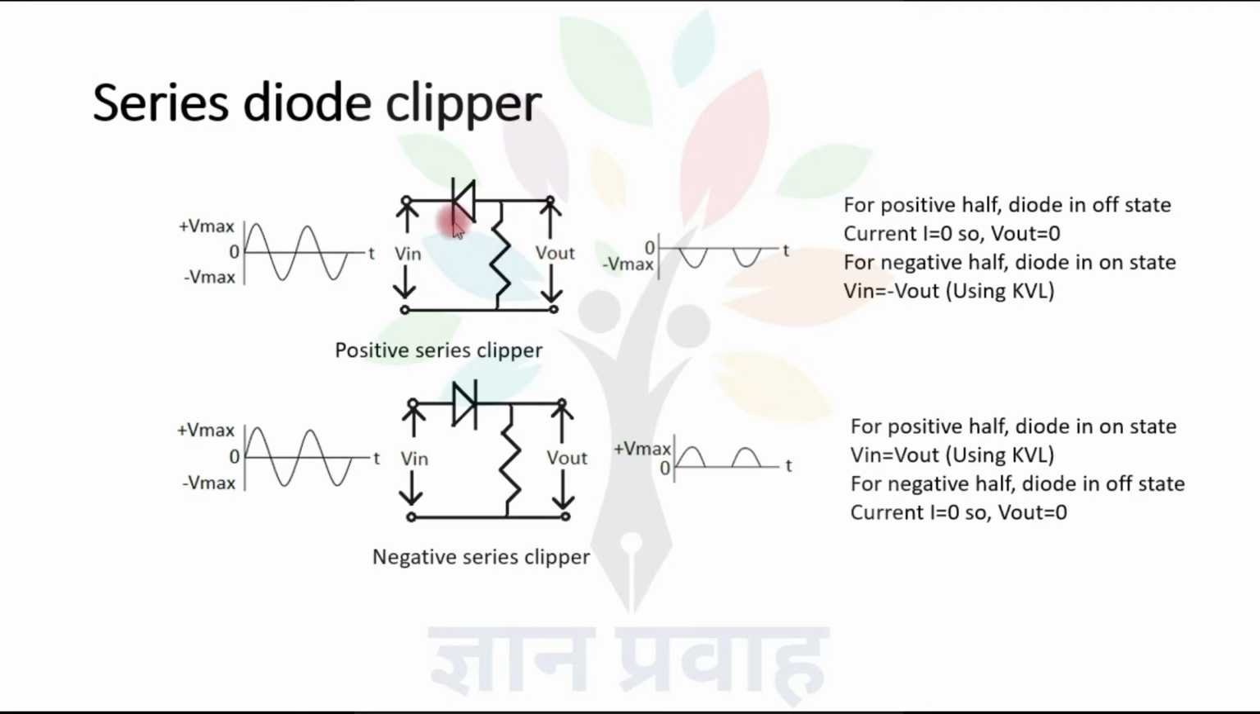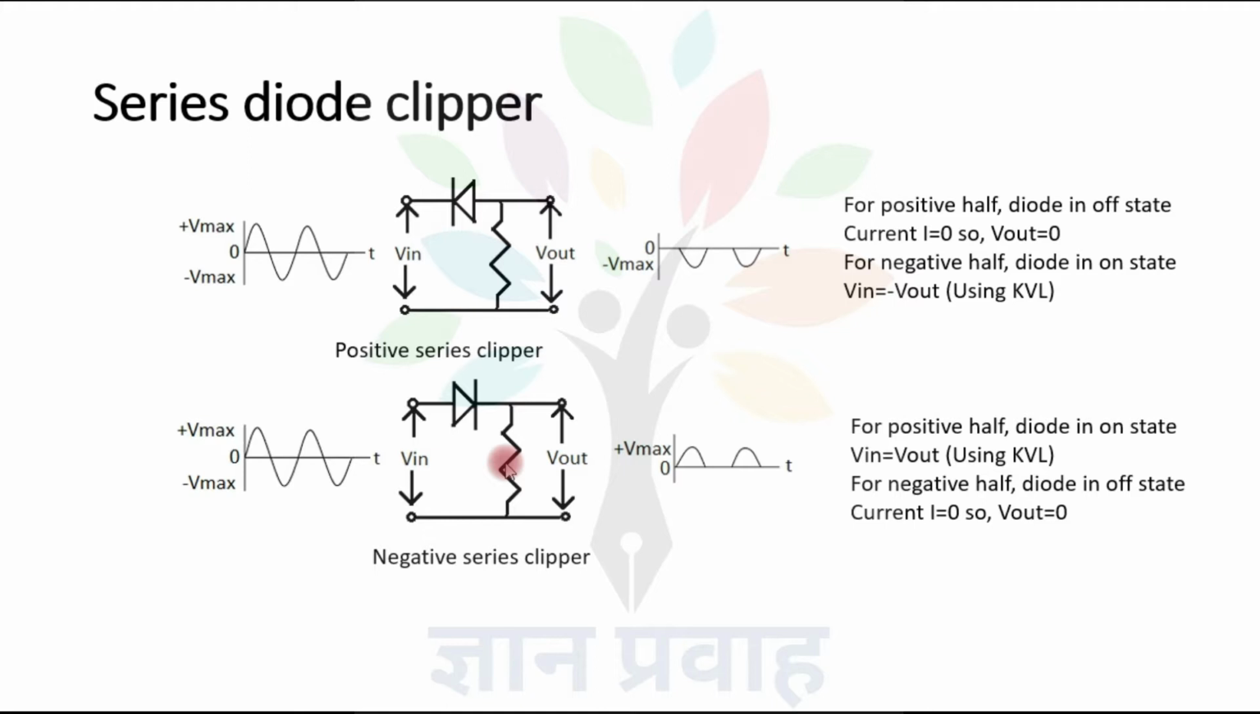The operation of the positive series clipper circuit is explained here. For the positive half, the diode is operating in off state, so current is 0. Current is 0 means V out is 0. For the negative half, the diode is operating in on state. It means by applying Kirchhoff's voltage law in this loop, V in equals minus V out, or V out equals minus V in, and the maximum value of V in is V max. The maximum value of V out is minus V max. Similarly for the negative series clipper circuit.